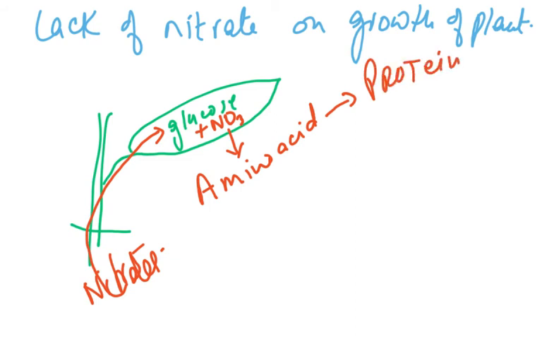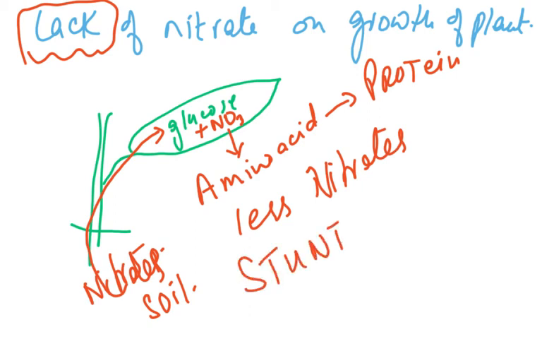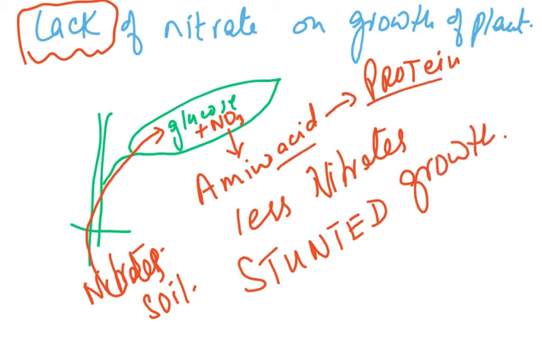So the nitrates have to come from the soil. If the plant has less nitrates, then the plant is going to have what we say is stunted growth. Why? Because nitrates are needed to make amino acids, and amino acids are needed to make protein.